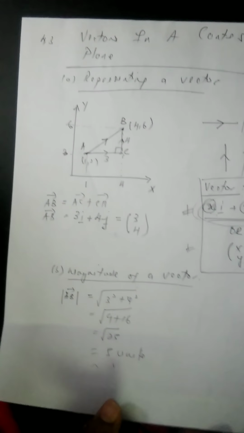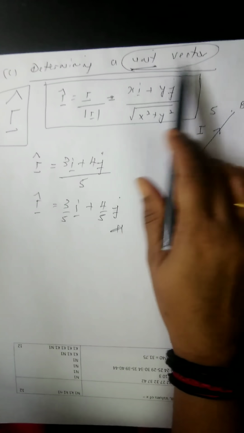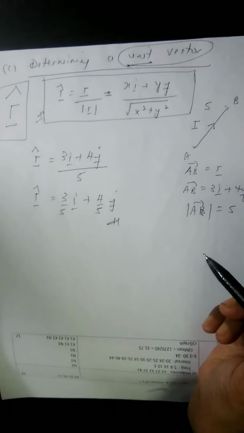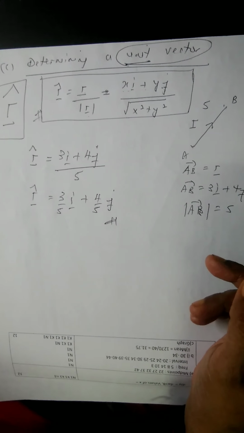A small recap. We did this first: representing a vector on a Cartesian plane. Number 2, found the magnitude of the vector. And the third one is how to represent a unit vector, by using this formula. It's a very simple concept. There are 3 concepts here.